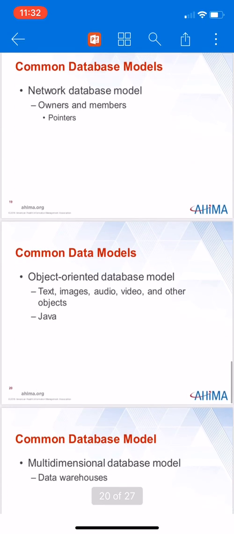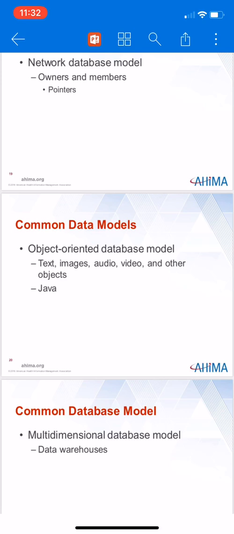Now we're moving over into our object-oriented database. These handle text, images, audio, videos, and other objects. These images and other non-text items are stored as objects. An object is the basic component in an object-oriented database that includes both data and their relationships within a single structure. Each data element is called a variable.